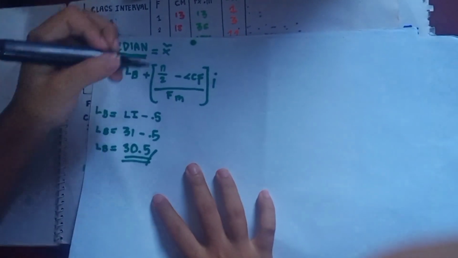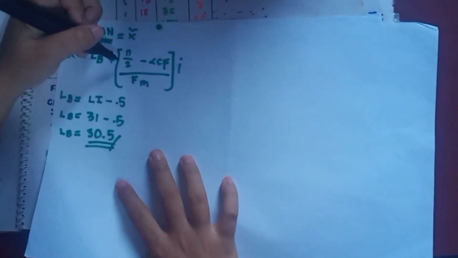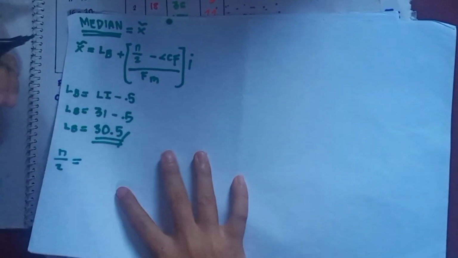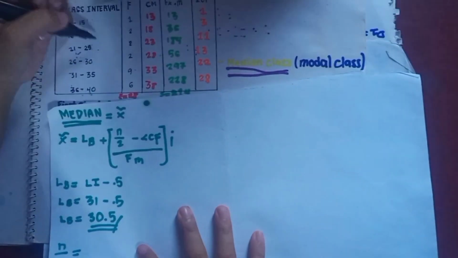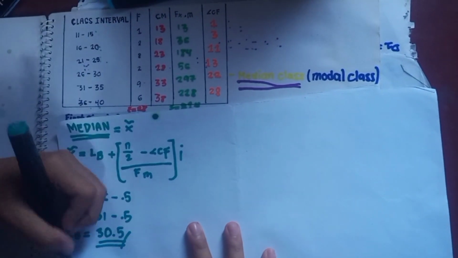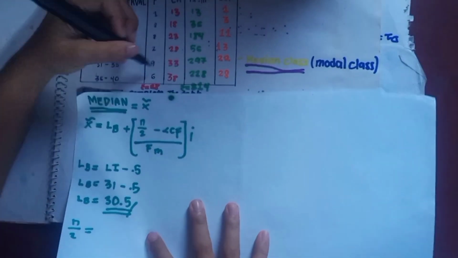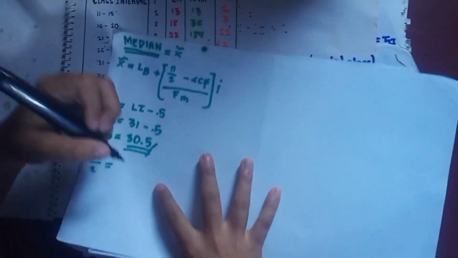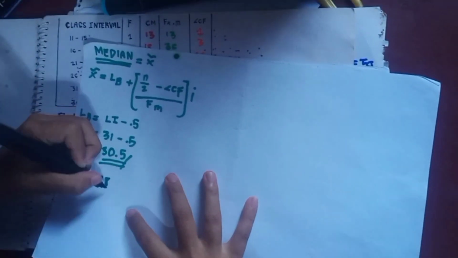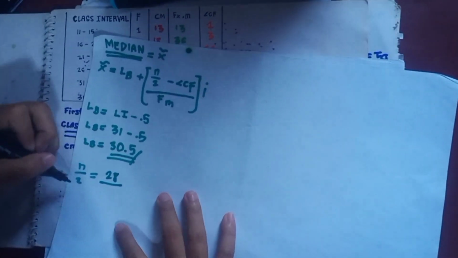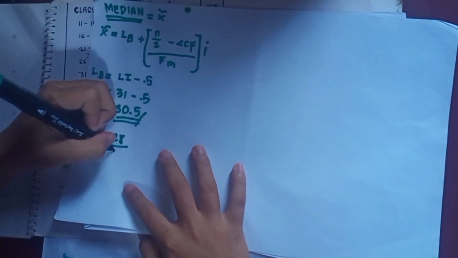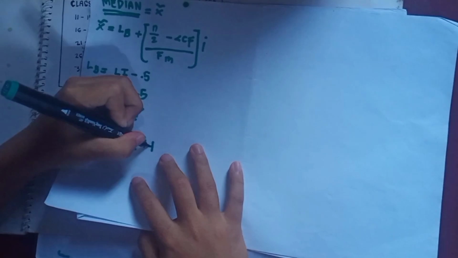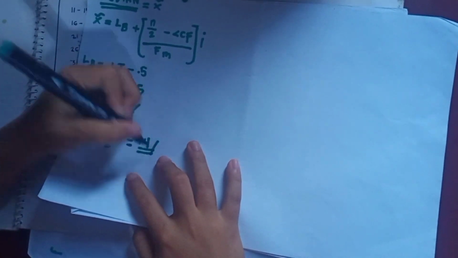Now that we have the lower boundary, the next one that we need to get is n divided by 2. So n divided by 2 will be equal to the overall total of our f, which here is 28. So 28 divided by 2 will be 14.